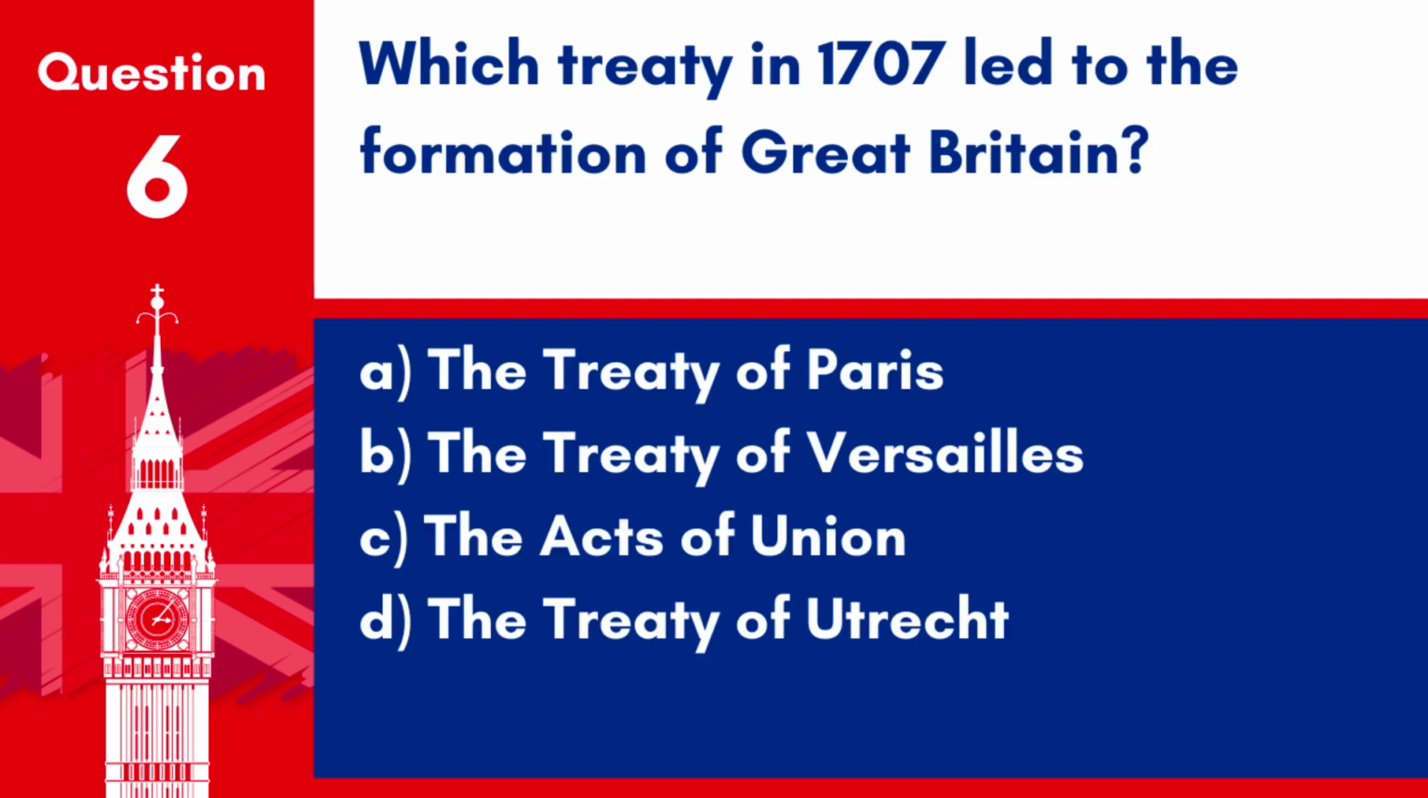Question 6. Which treaty in 1707 led to the formation of Great Britain? A. The Treaty of Paris, B. The Treaty of Versailles, C. The Acts of Union, D. The Treaty of Utrecht. Answer: C. The Acts of Union. The Acts of Union in 1707 merged the Parliaments of England and Scotland to form the Parliament of Great Britain, effectively creating the Kingdom of Great Britain.